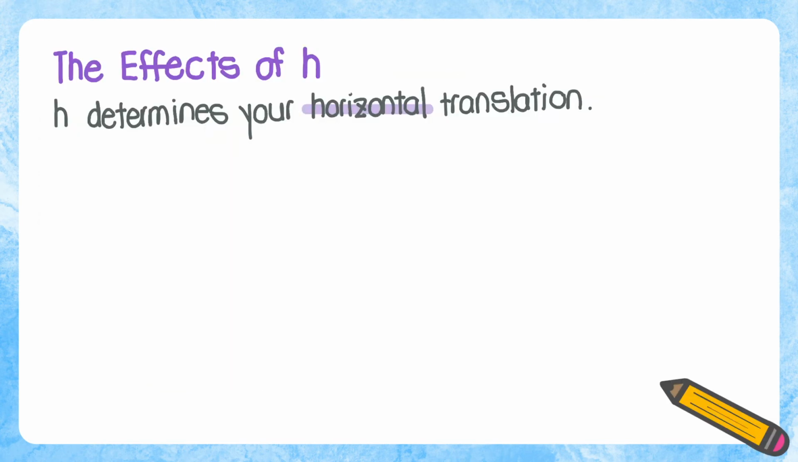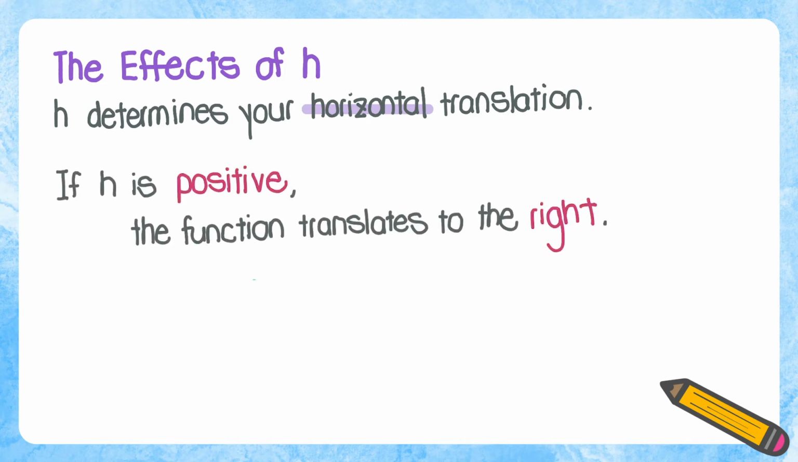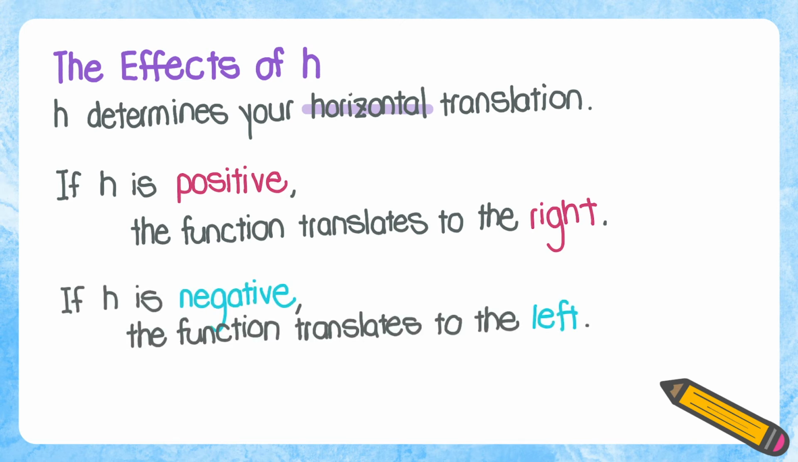So you probably noticed that h makes the parabola move side to side. So h determines your horizontal translation. If h is positive, the function translates to the right. And if h is negative, the function translates to the left. So make sure to jot this down and let's take a look at some examples.